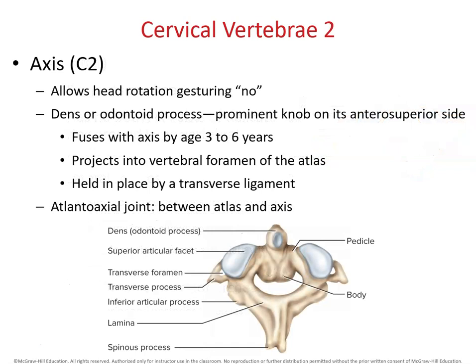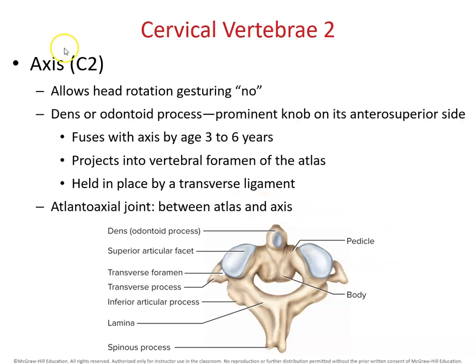C2 is the axis. I would like you guys to be able to remember that as well. The axis allows you to turn your head back and forth, rotating as if you are indicating no. It has a specialized process called the dens. We see it right here. The dens fuses between ages 3 and 6. It's separate at birth, and for a couple years there. And this dens is the thing that is projecting into C1, the atlas, and articulating there.